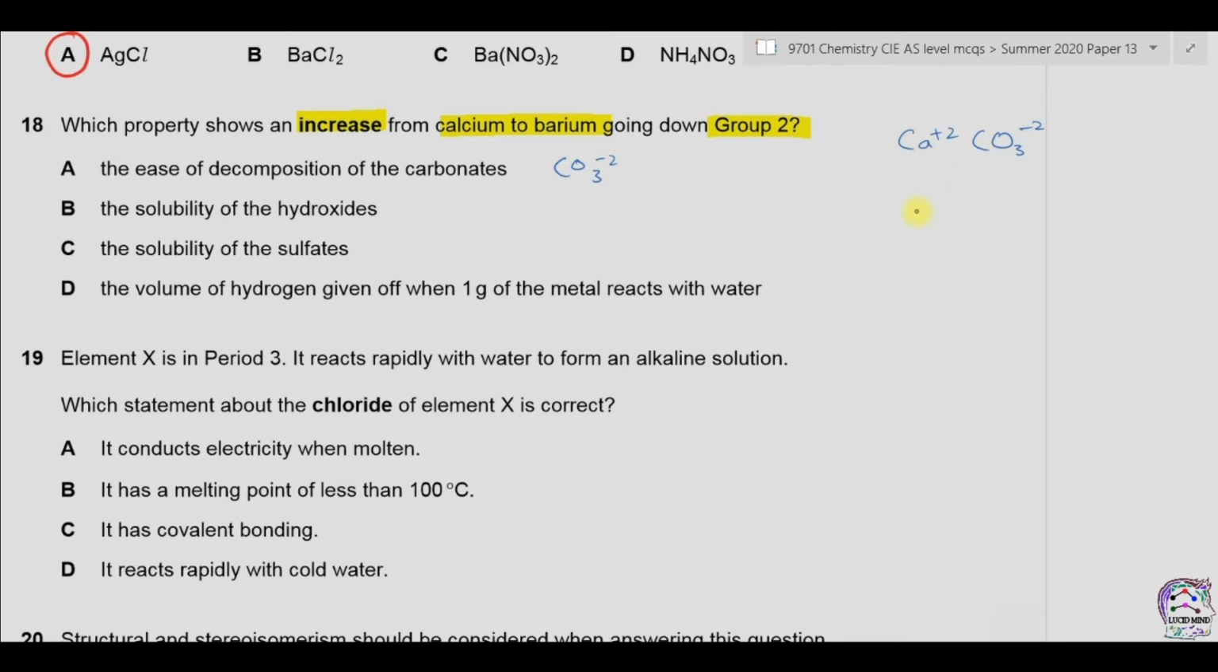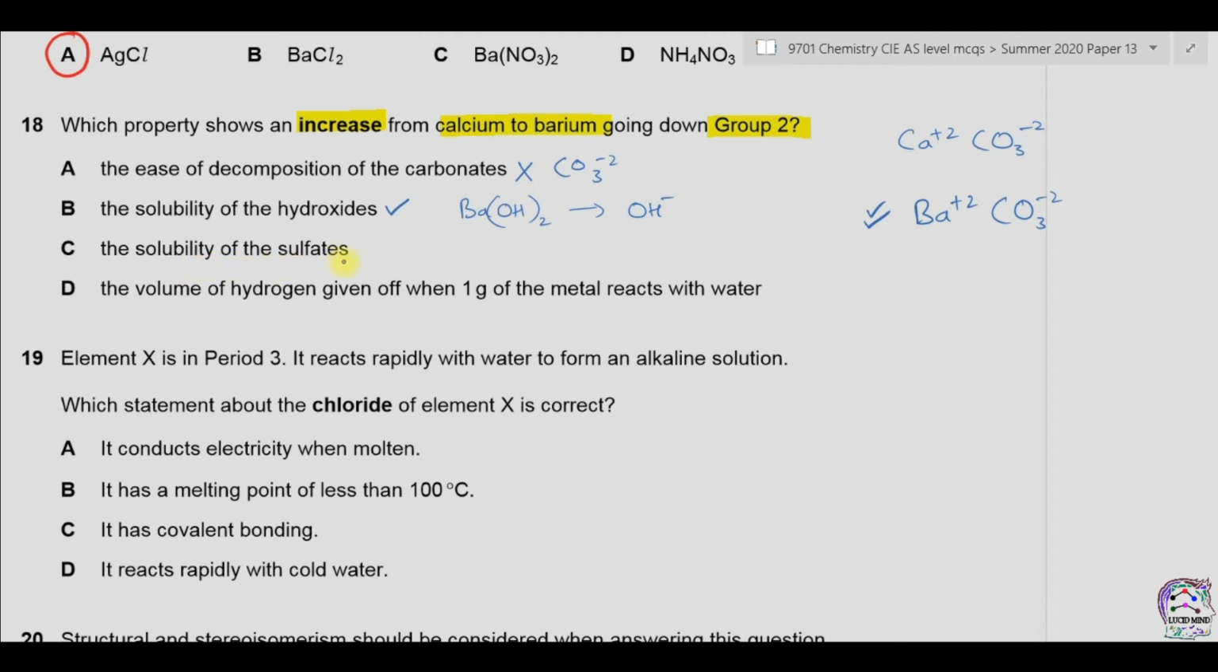While comparing calcium carbonate with barium carbonate, the size of barium 2+ ion is far larger as compared to the size of calcium 2+ ion. So barium carbonate is much more stable than calcium carbonate. So the ease of decomposition does not increase, it decreases. So A is incorrect. B says the solubility of hydroxides. As we move down group 2, the solubility of hydroxide actually increases, and we can see that barium hydroxide is far more alkaline as compared to calcium hydroxide. This is because barium hydroxide easily produces hydroxide ions. So this could be correct.